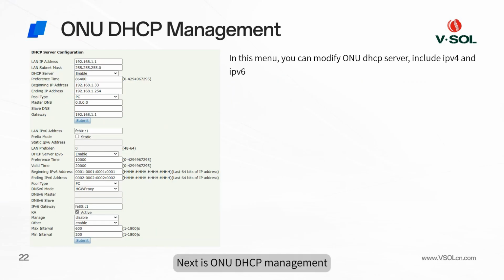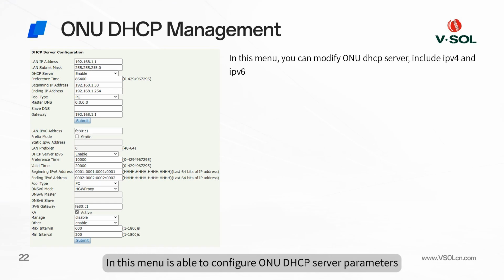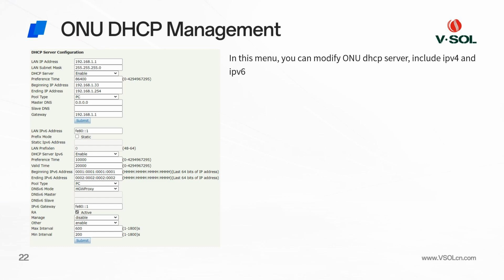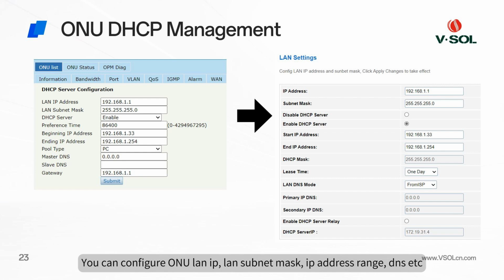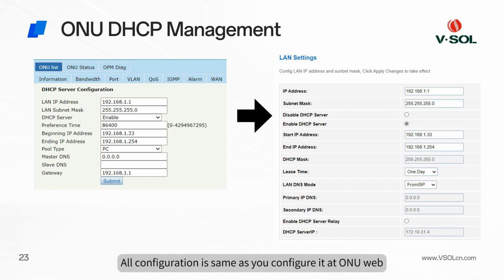Next is ONU DHCP management. In this menu you are able to configure ONU DHCP server parameters, including IPv4 and IPv6 DHCP server configuration. For ONU IPv4 DHCP configuration, you can configure ONU LAN IP, LAN subnet mask, IP address range, DNS, etc. After clicking submit, OLT will send ONU LAN IPv4 configuration to ONU. All configuration is the same as when you configure it at ONU web.